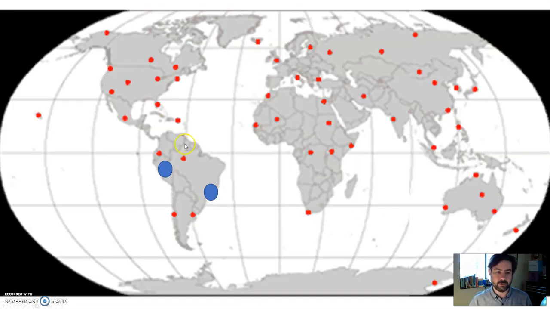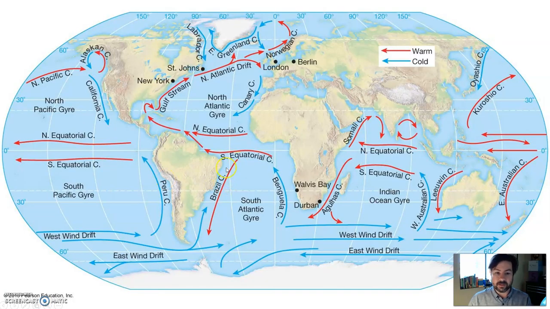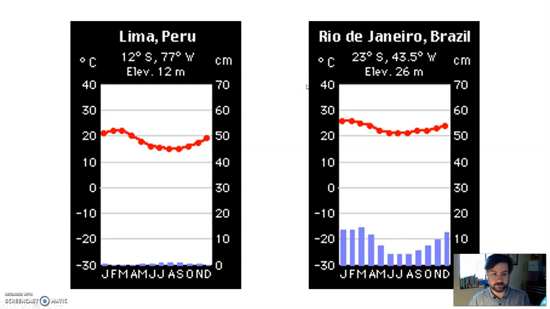So let's look at a couple locations. So here's South America. We have a location on the east coast versus a location on the west coast. And just to remind you, on the east coast we have the warm Brazilian current coming down from the equator, but on the west coast we have the cold Peru current coming up from Antarctica. So on one side we have a cold ocean current, the other side a warm ocean current. But that's very similar in a lot of different continents: Africa, North America, etc.